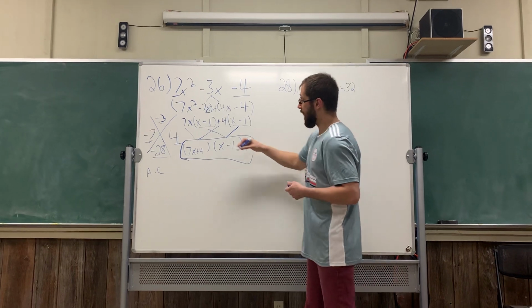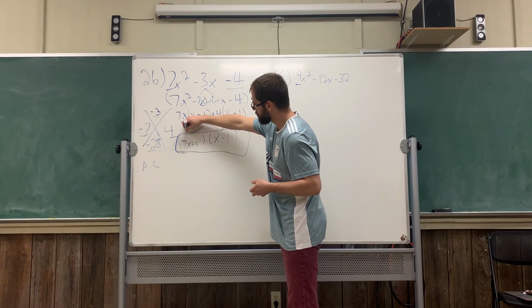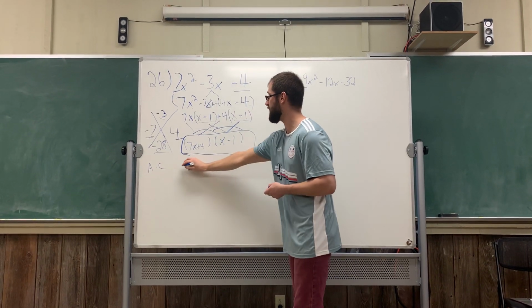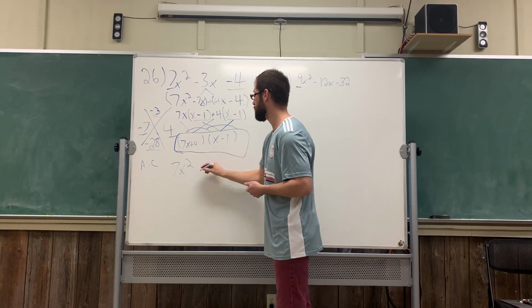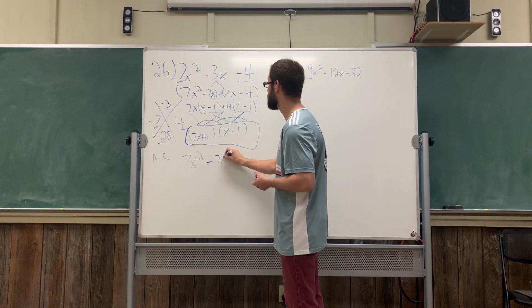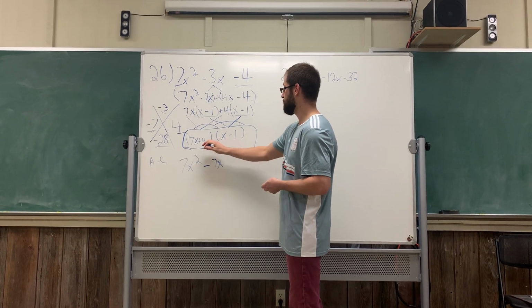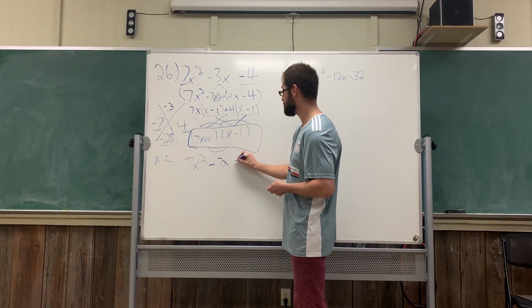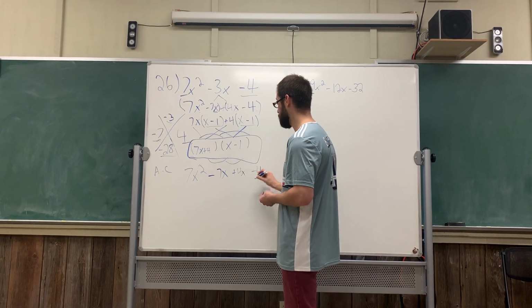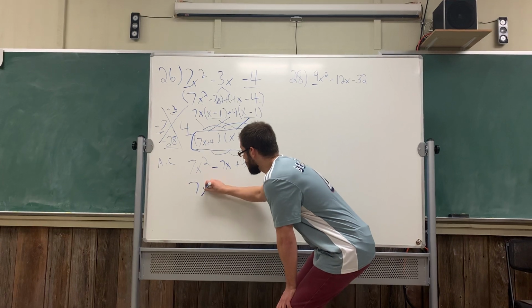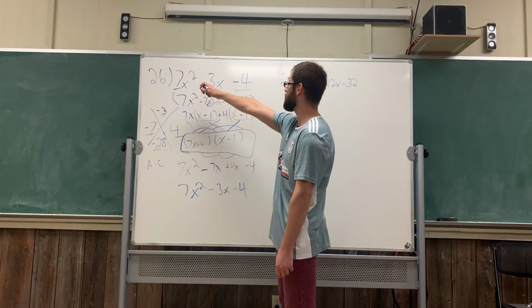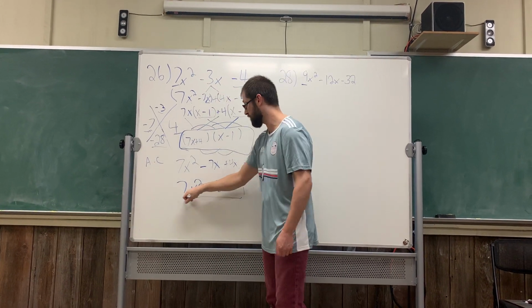So really quick, one last thing we're going to do, just because there's two of these, is I'm going to redistribute. 7x times x is 7x squared. 7x times negative 1 is negative 7x. 4 times x is 4x. And 4 times negative 1 is negative 4. I'm going to combine like terms. 7x squared minus 3x minus 4.